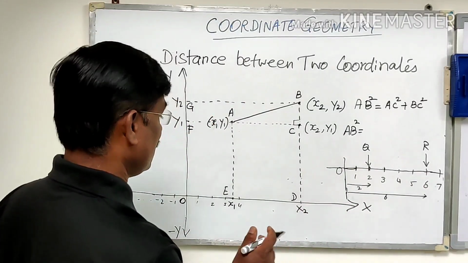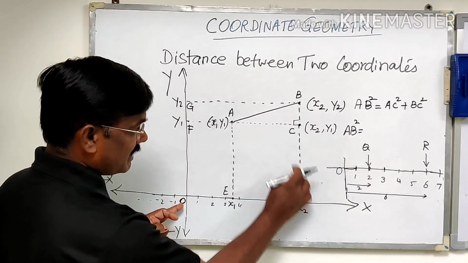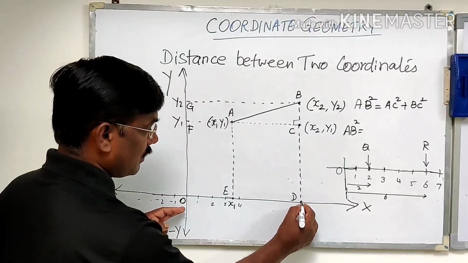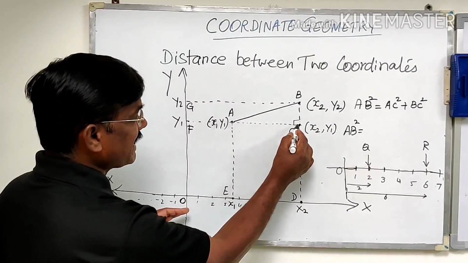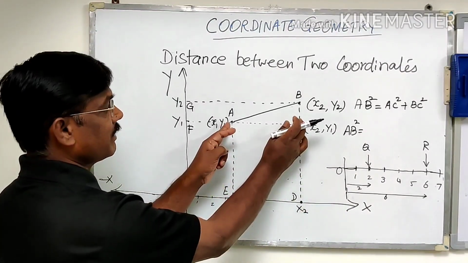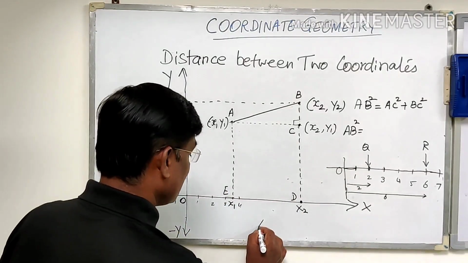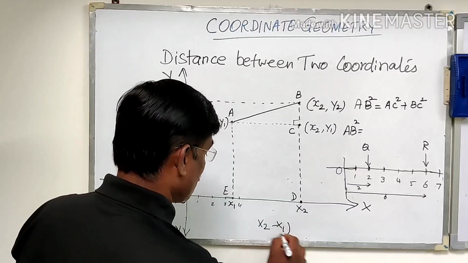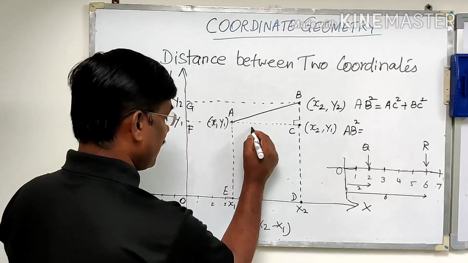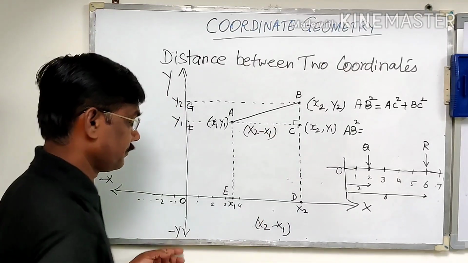In the same fashion, this is the point C. C and D are on the same x coordinate. So to find AC, if we find ED, then this length is nothing but AC. Now how to find the length of E and D? This is nothing but x2 minus x1. This is the length between E and D, and this is same as AC, x2 minus x1.